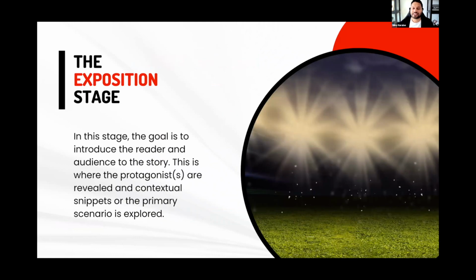So let's start with the first phase, and that's the exposition phase. In this stage, the goal is to introduce the reader and audience to the overall points of the story. This is where you can introduce the protagonist or protagonists, any main characters and side characters, and perhaps that scenario or context, whether it's community sport, pro sport, women in sport, para sport, whatever that might be, and provide those snippets to the audience. And so we really want to take this opportunity to explore and ease the reader into the details of the case.